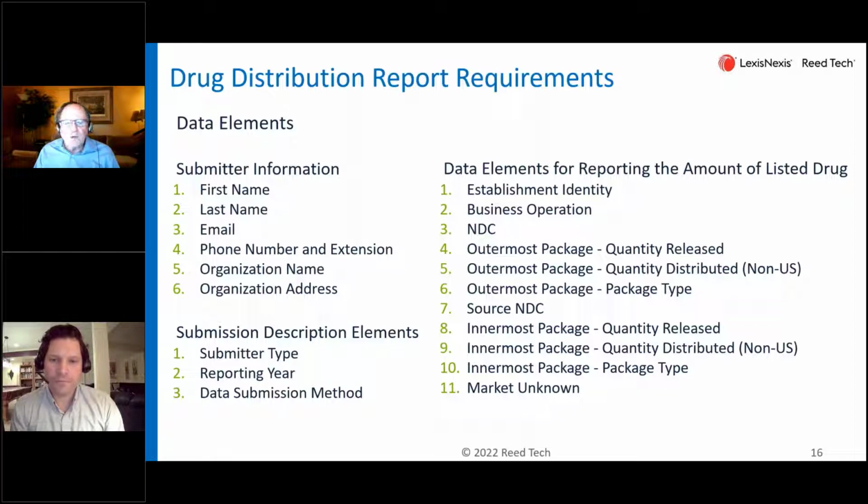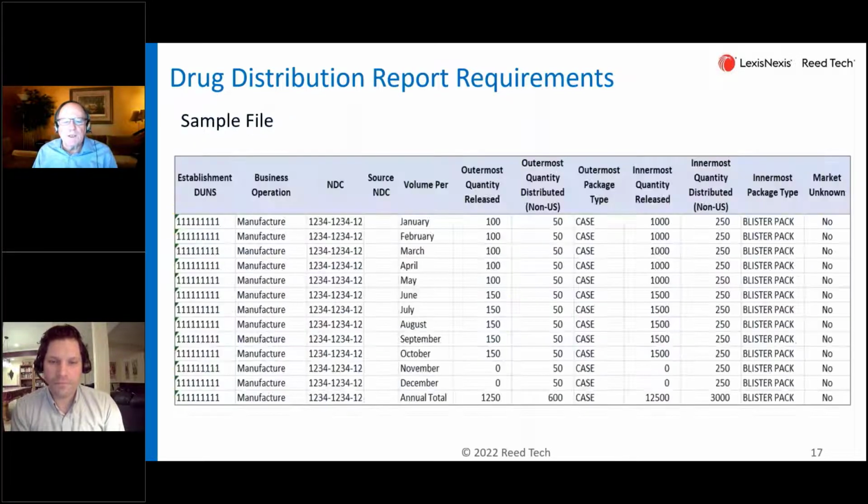I do want to show you this particular set of elements in a sample file. Now, this happens to be a spreadsheet, but it is able to be saved as a CSV file and then submitted, and actually does have to be saved as a CSV file for submission.